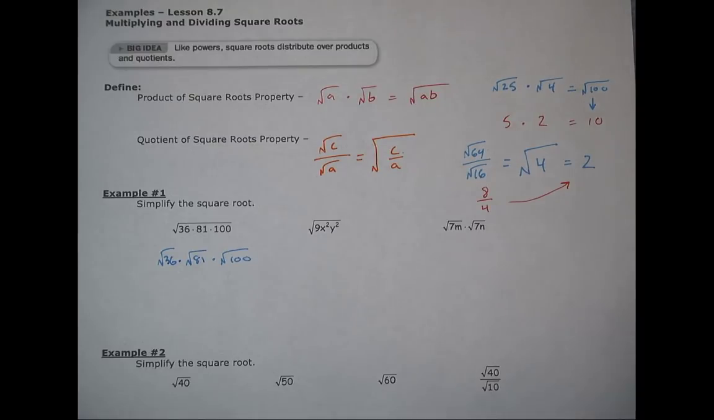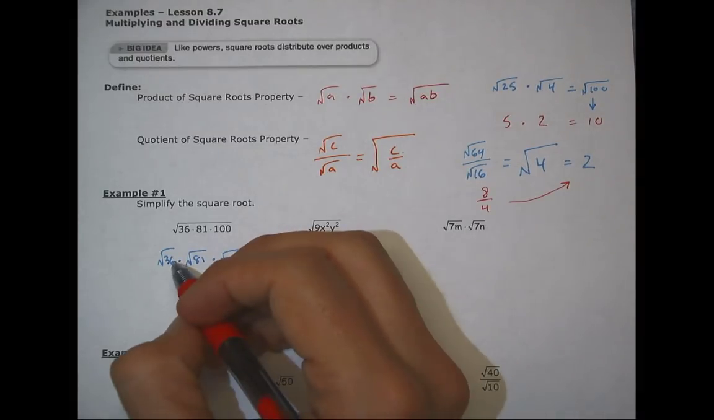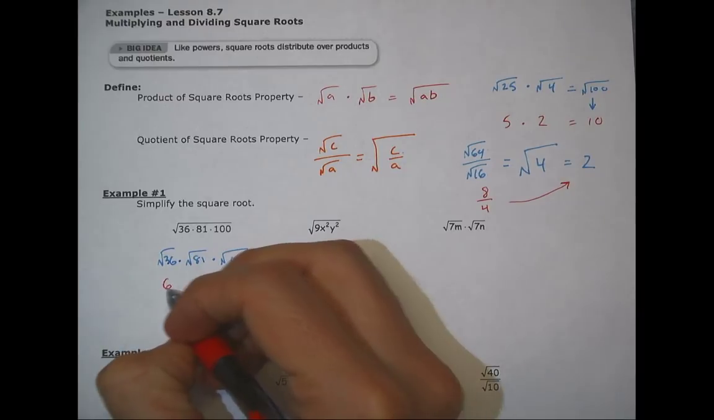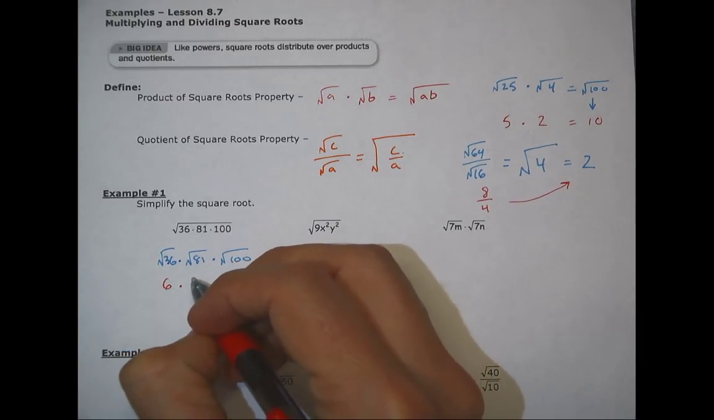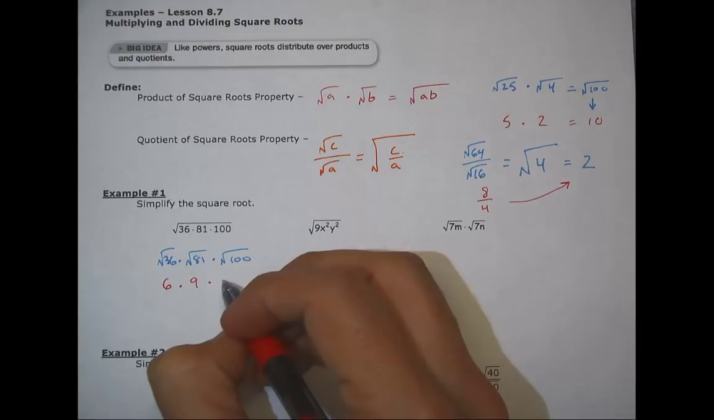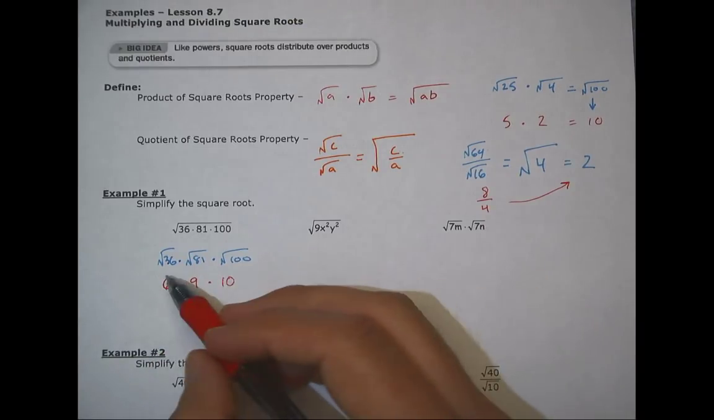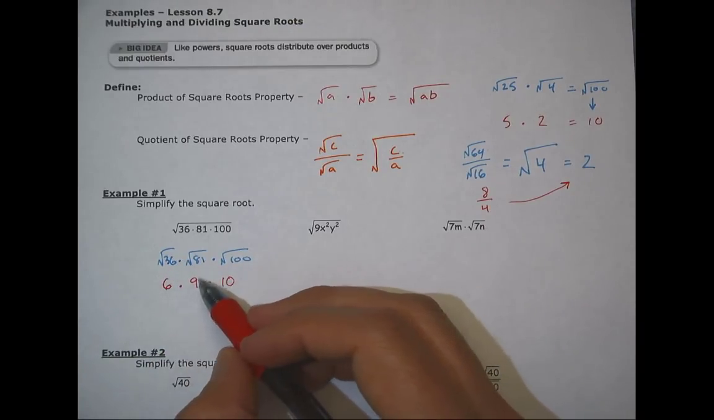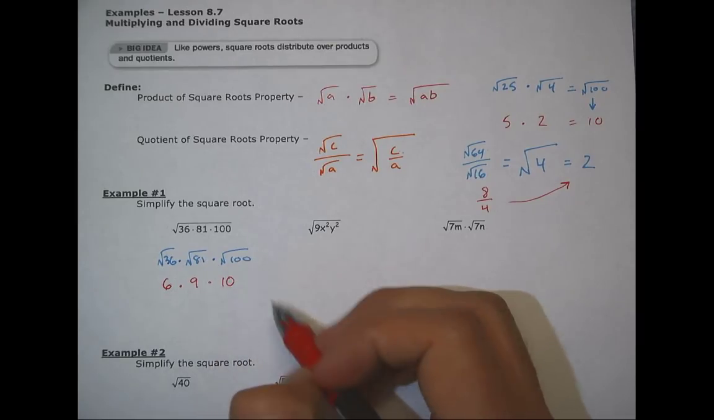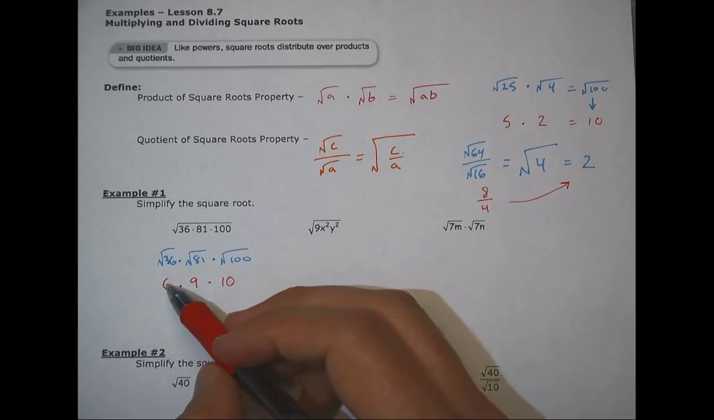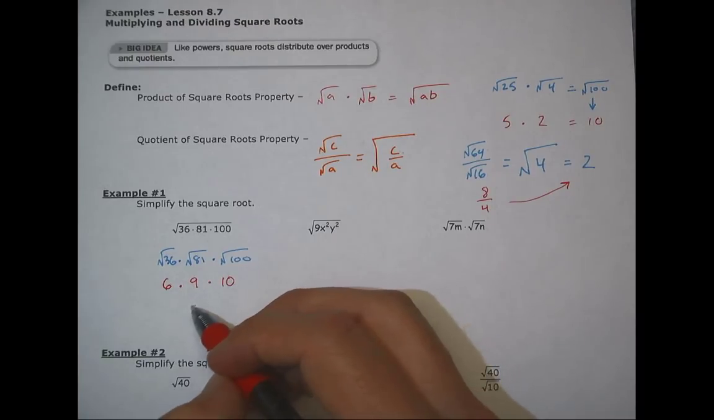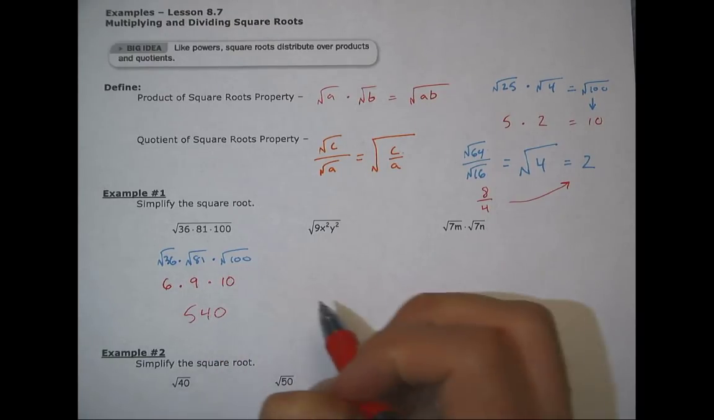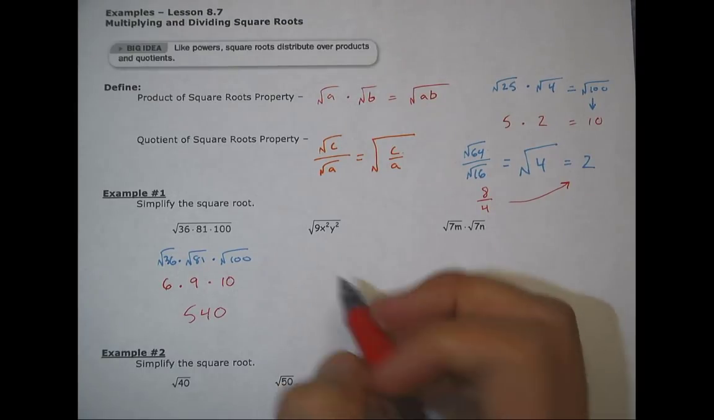And instead of working with those big numbers like that, we know the square root of 36, it's 6. And we know the square root of 81, it's 9. And we know the square root of 100, it's 10. Because 6 times 6 is 36, 9 times 9 is 81, 10 times 10 is 100. So 6 times 9 is 54, times 10 is 540. And you'll see that one in your homework again.